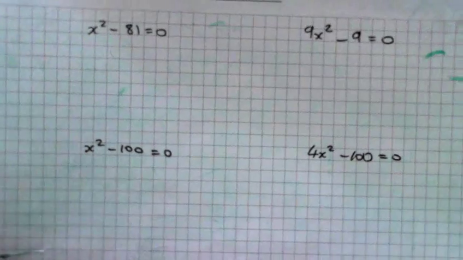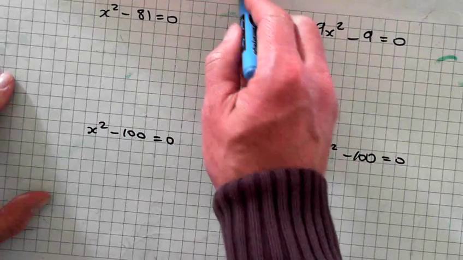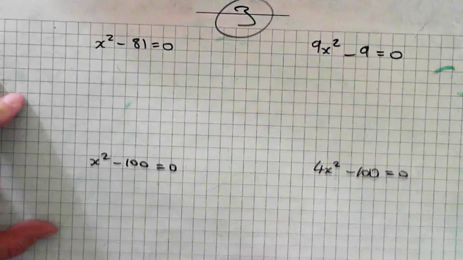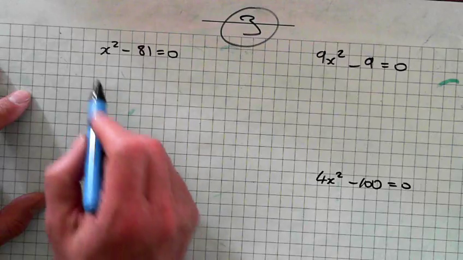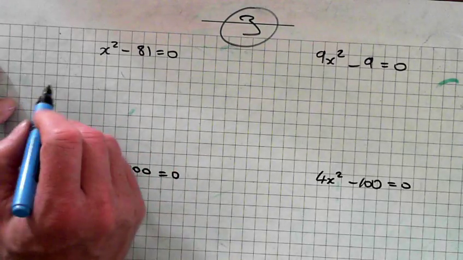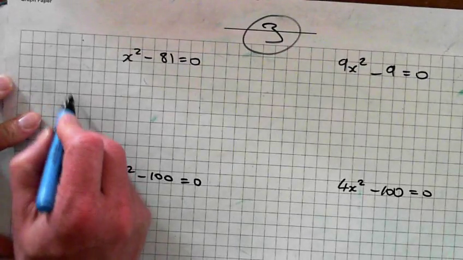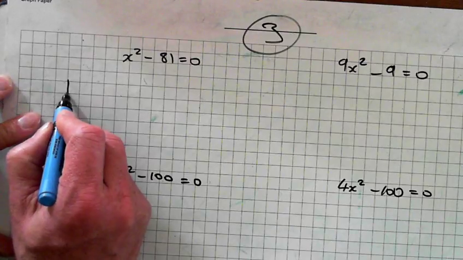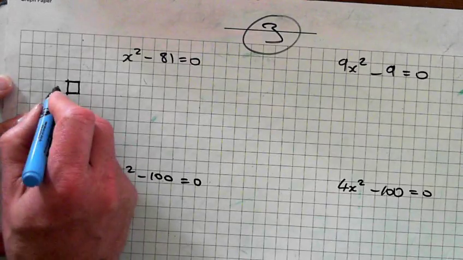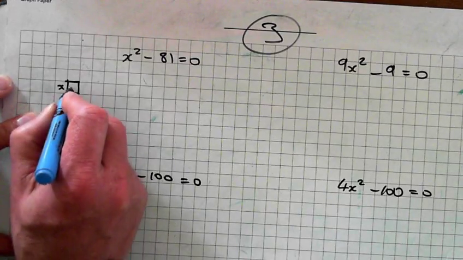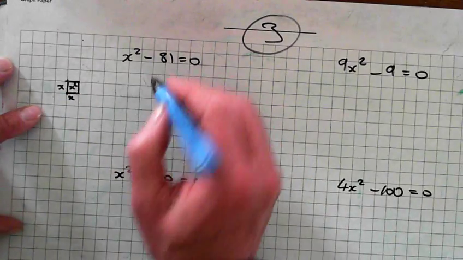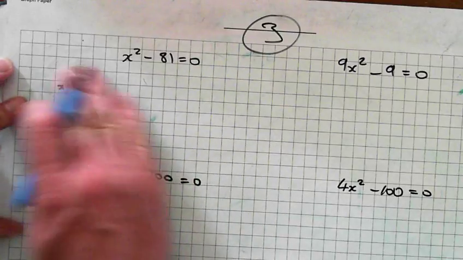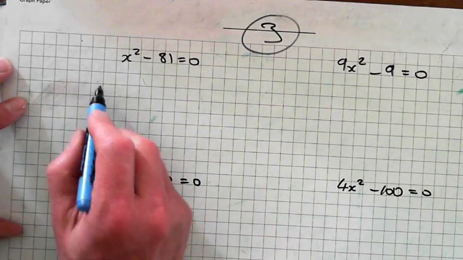Which are also called the difference of two squares. Right. And to do this one, x squared is like this. Let's say that's x, the distance x. If that length is x, that length is x, the area is x squared. Alright. And 81 is 9 by 9, isn't it?